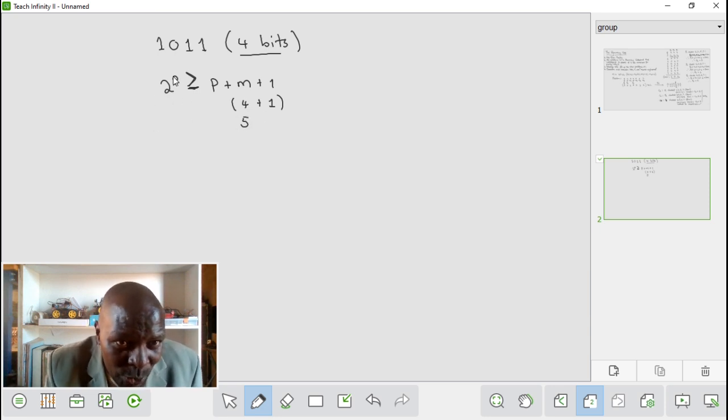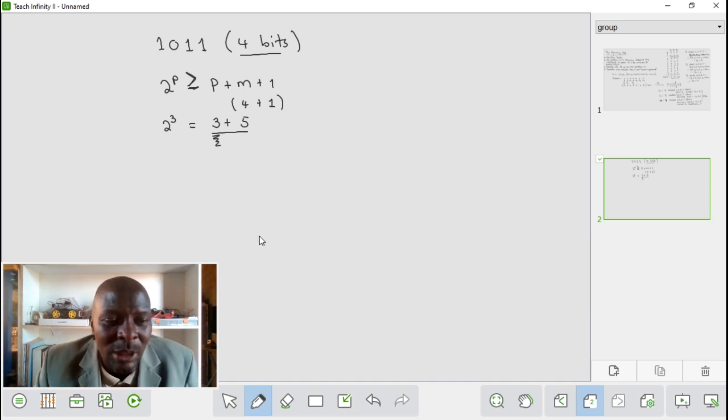If p was 2, that would make this quantity here 4, and 4 obviously is less than 5. Let's make p 3 now. If p is 3, that would then be 3 plus 5, that's 8. And 2 to the power of 3 is equal to 8. Therefore, it satisfies the equation, and that's how we would have known that it would need 3 parity bits.